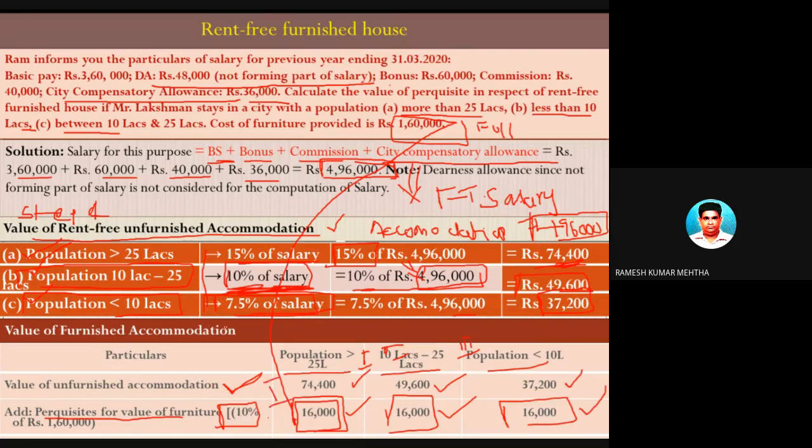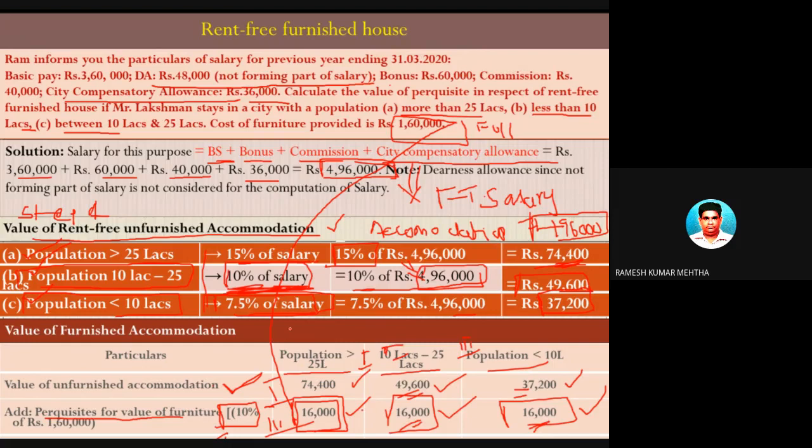Now, first benefit is this. Second benefit is this. Now, total benefit. The total benefit from the house as well as furniture is 74,400 plus 16,000, which is 90,400 in the first case. In the second case, 49,600 plus 16,000 is 65,600, and 37,200 plus 16,000 in the third case. The total value of the rent-free furnished accommodation in the third case is 53,200.